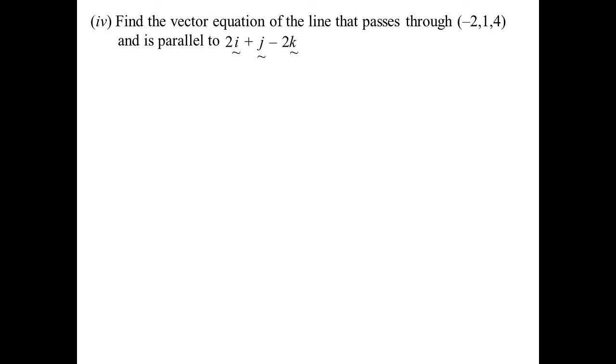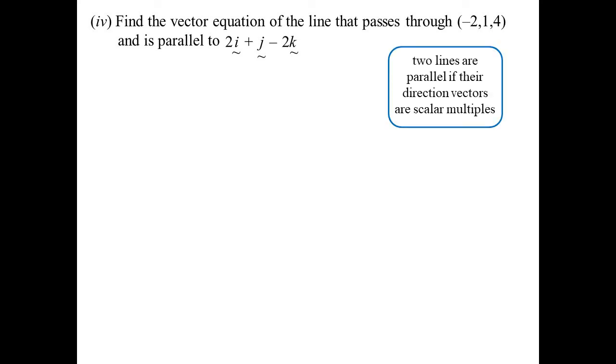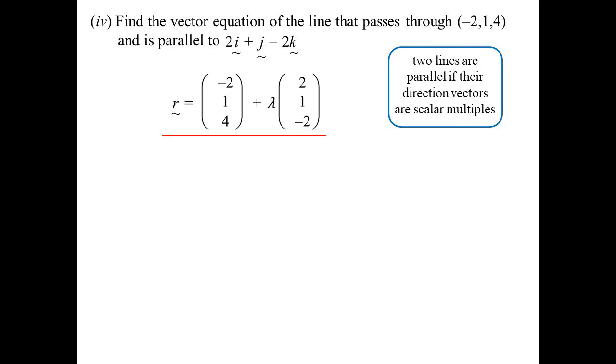Okay, remember? 2 lines are parallel if their direction vectors, not necessarily the same, but are scalar multiples of each other. I know it goes through the point minus 2, 1, 4, and I know the direction vector will be some scalar multiple of the direction vector that they've given me. So 2i plus j minus 2k. So that must be the equation of the line.